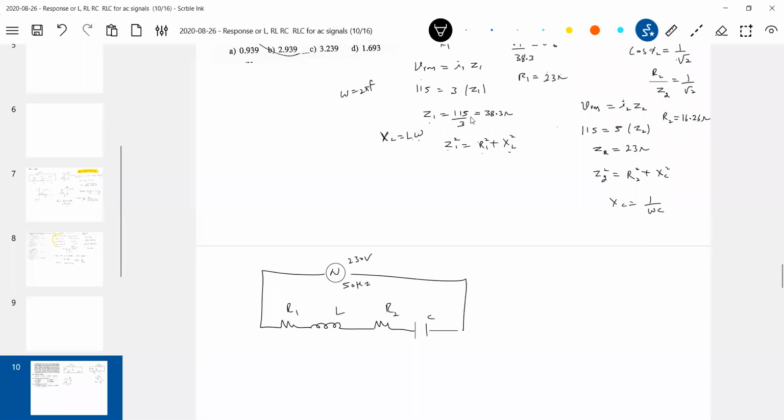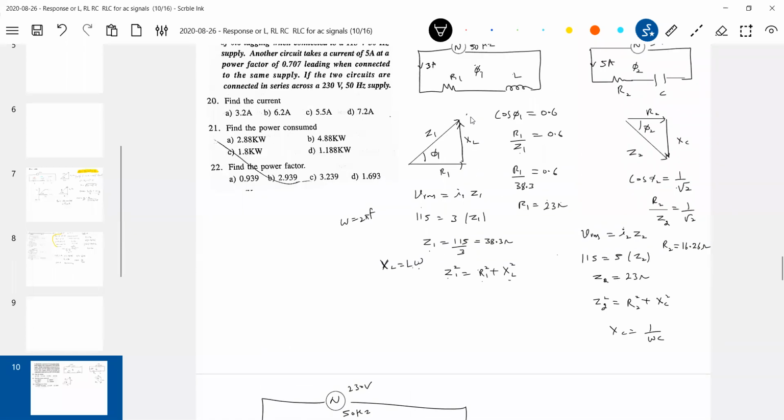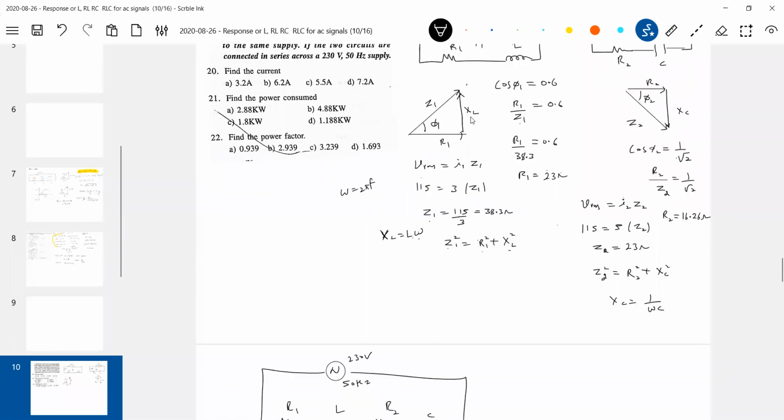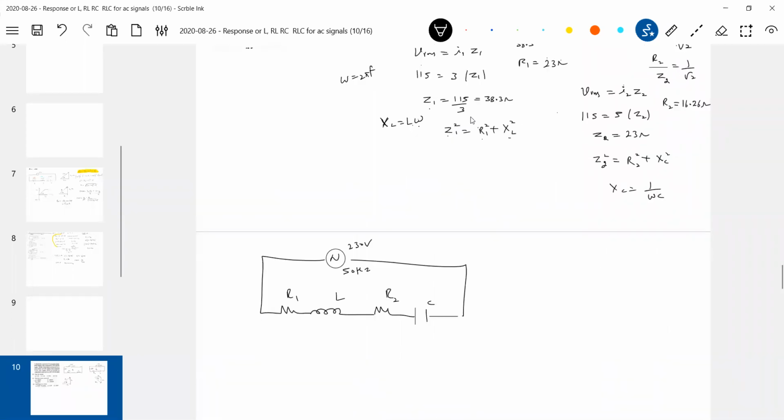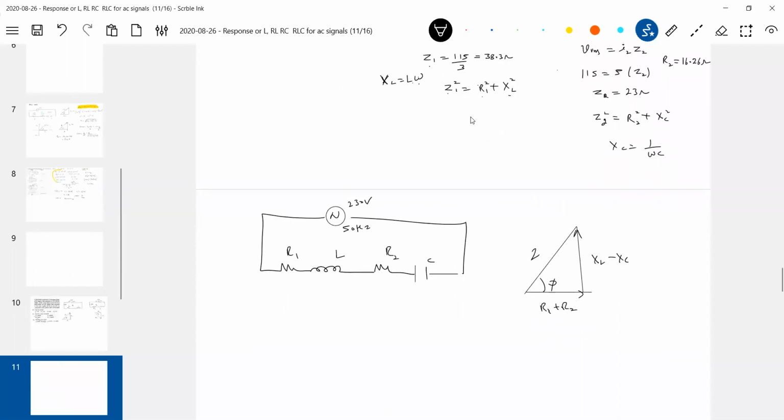That is VRMS only. Now it is asking all the things. Find the current, power consumed, power factor. Directly what should we do here? Go for the triangle. So what should be the triangle? No, XL minus XC. No need to calculate L and C value. And this should be R1 plus R2. And this should be the total impedance. I think this much is what we have. We know XL, XC and R1, R2, we will get the impedance from this.